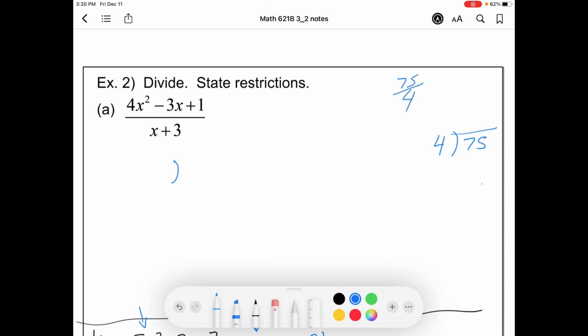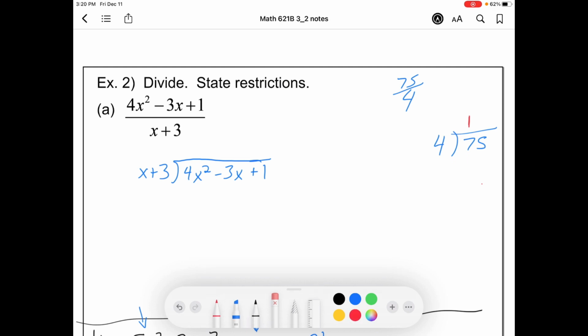So if I set up the form here with long division, it's going to be 4x squared minus 3x plus 1 getting divided by x plus 3. Let's think about what we would do with numbers. We would take this 7 and we'd divide it by 4. We'd ask ourselves, how many 4s are there in 7? And the answer to that is 1. There's one complete 4 in 7, then there's some leftovers.